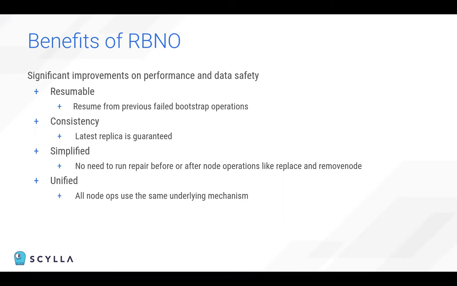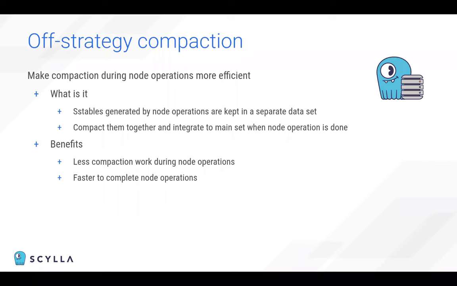Let's hope I can continue talking until the end. Off-strategy compaction is an optimization that we added to improve this repair-based operation. We noticed that the repair creates a lot of small SSTables and it takes time to compact them, especially if you try to compact them together with all the other SSTables which are already on the node. The off-strategy compaction takes all the usually small SSTables that were created from streaming, compacts them together and reshapes them to the shape of the other SSTables, and only then merges them into the rest of the SSTables. That's another performance improvement that we did for the repair-based operation.